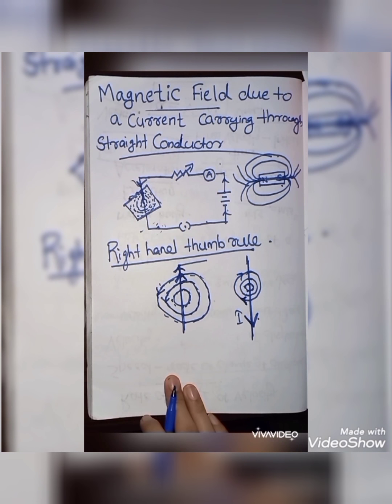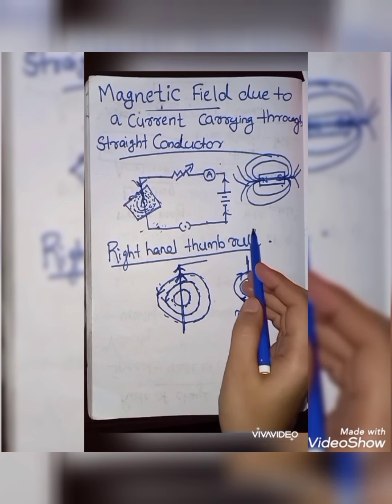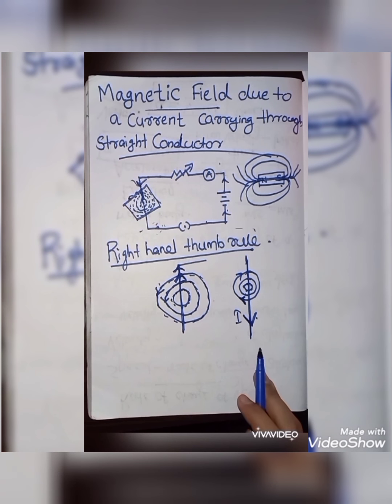Hope you understand this. Here we discussed the magnetic field due to a current through a straight conductor, and the direction of magnetic field due to a current through a straight conductor is given by the right hand thumb rule. According to the right hand thumb rule, the thumb points towards the direction of current, and then your fingers will wrap around the conductor in the direction of the field lines of the magnetic field. This is known as the right hand thumb rule.